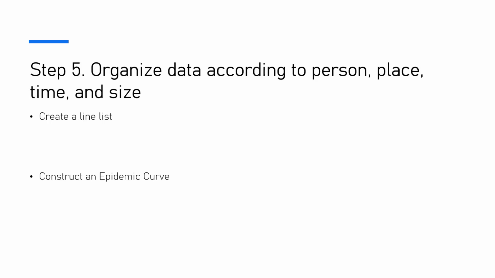Step 5, which is organize data according to person, place, time, and size. To actually know who the people included are and how big the outbreak is, you should do two things in this step. First, you should create a line list and construct an epidemic curve.